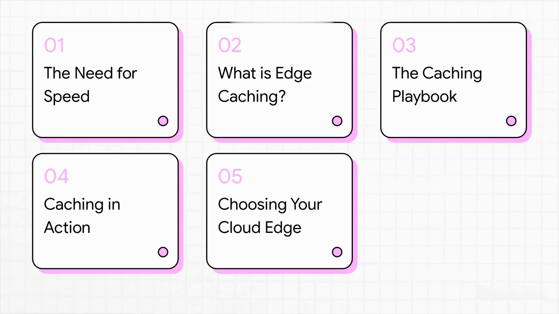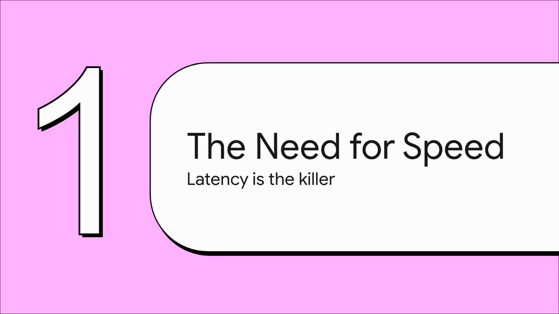So here's the game plan for today. First, we're going to talk about why speed is totally non-negotiable. Then, we'll pull back the curtain on what edge caching actually is. After that, we'll crack open the architect's playbook, look at a real-world API example, and finally, we'll check out the cloud-native tools you can use to make all this happen yourself. All right, let's kick things off with the big why.